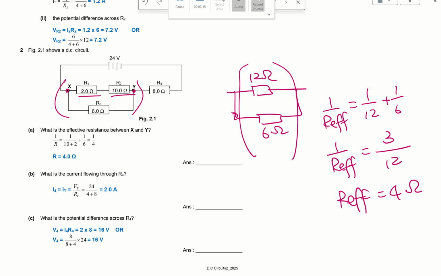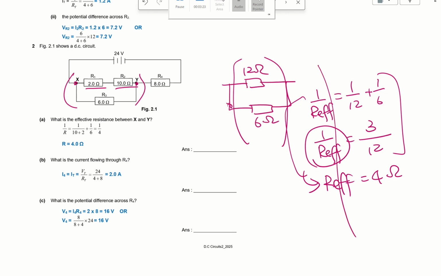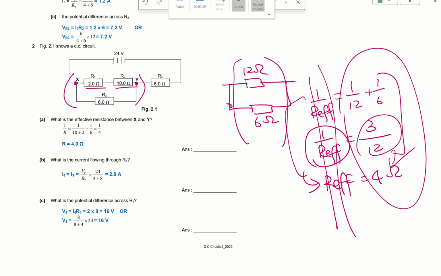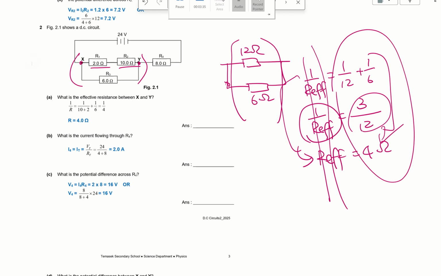I'm doing this so that you all remember that you need to flip. And the way that you represent the answer is important, because some of you will not do anything here. You'll just do your working like that, and it's very weird, because 3 over 12 is not equals to 4 ohm. Okay. So now they're asking what's the current flowing through R4.